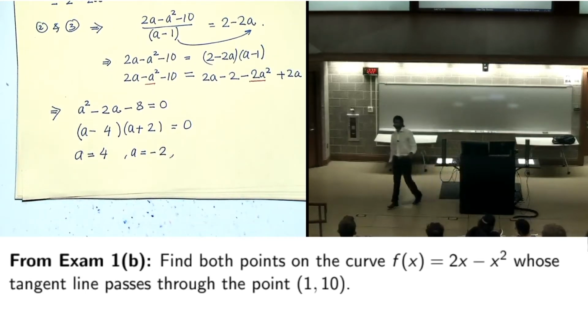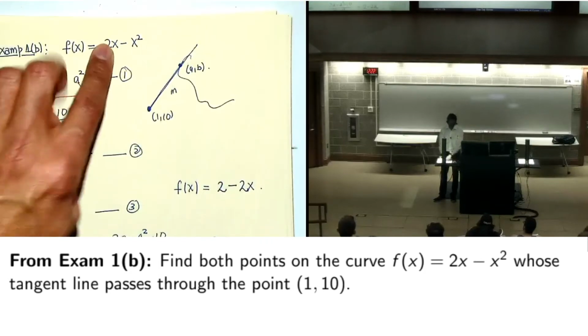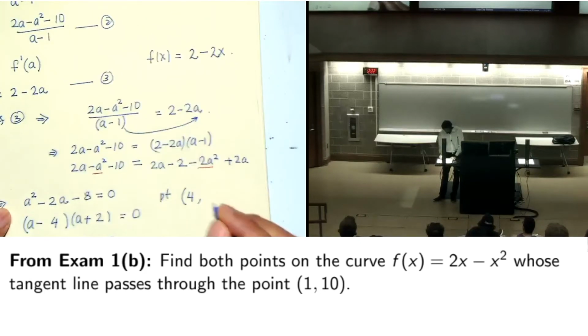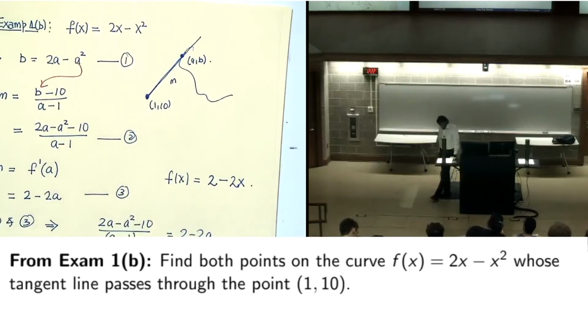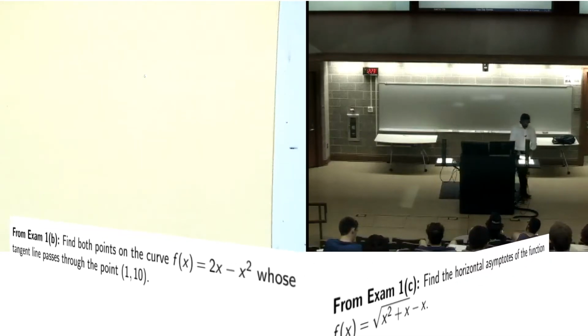So these are the two x coordinates of the points whose tangent line passes through that point. So what are the points actually? If you choose 4, if you plug 4 here in your function, what do you get? 4 times 2, 8. 8 minus 16, minus 8. So this is the one point, and another point, let's say this is point A. What is the point B? Minus 2. If you plug in minus 2, minus 4 and minus 4, minus 8. Yeah. So it means there was another point here also. The line was tangent to that. Okay. Again, one more time, if you want.